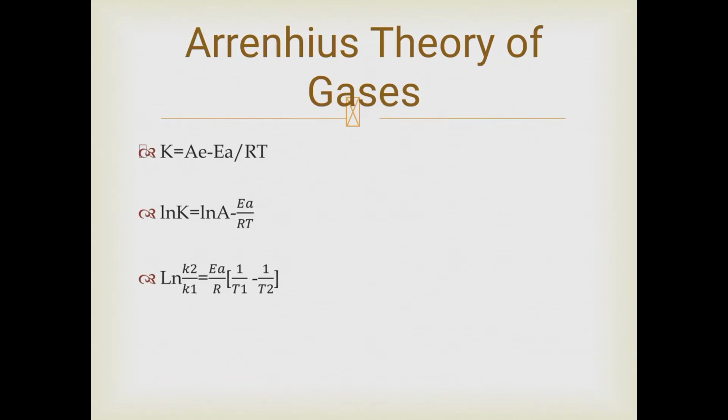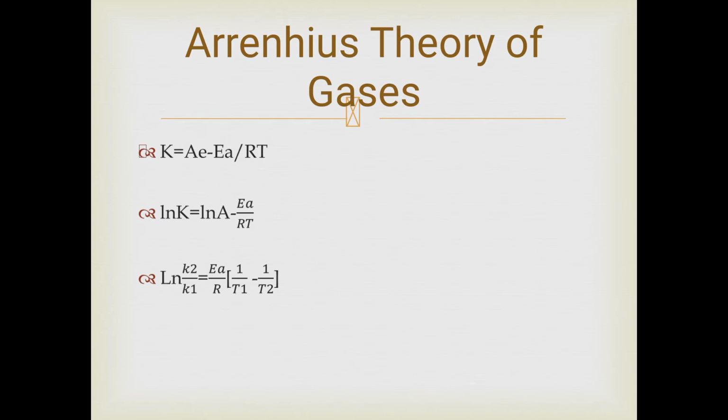Moving ahead, we have the Arrhenius theory of gases. These are the 3 very important formulas that you have to know. If you do not know anything from this part, these formulas will help you out throughout, maybe to solve problems, to plot the graphs. First formula, K is equal to A e raised to minus Ea upon RT. If I take ln of it, it will become ln of K is equal to ln of A minus Ea upon RT.